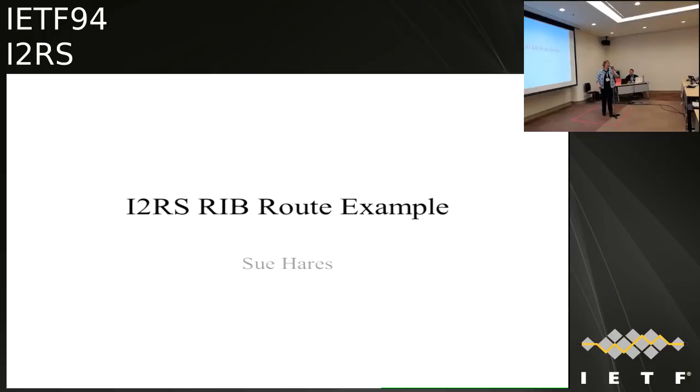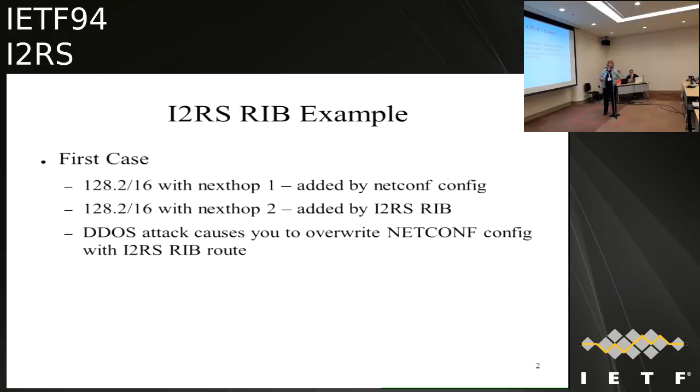It may become clearer as I give a RIB example rather than just the thermometer. We hope the thermometer was simple. This is a very simple case. You have 128.2/16 with next hop 1. Pick your number that you want for your next hop, but we'll call it 1 for right now for simplicity. 128.2/16 with next hop 2 is added by the I2RS RIB. The denial of service is what causes the I2RS RIB to be written.